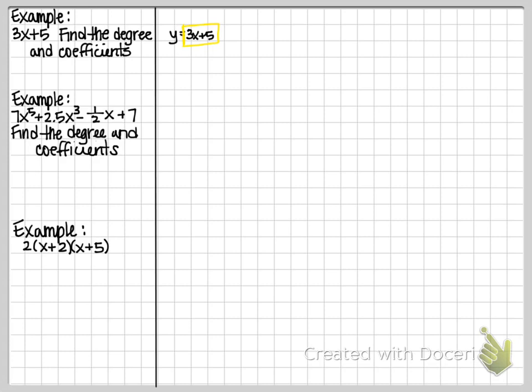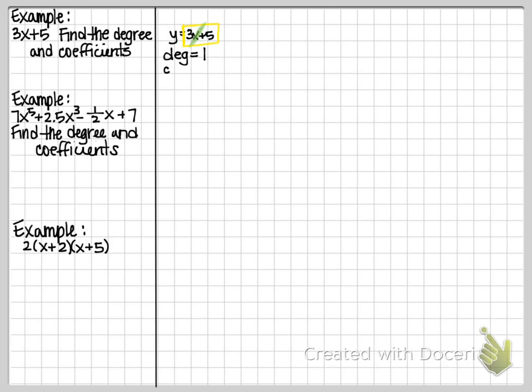Now I'm just going to take a look for the highest exponent on the variable itself. Well, I only see this x right here. If there's no exponent on it, then the exponent itself is going to be 1. So the degree represents, in expanded form like this, the highest exponent, which is just going to be 1.